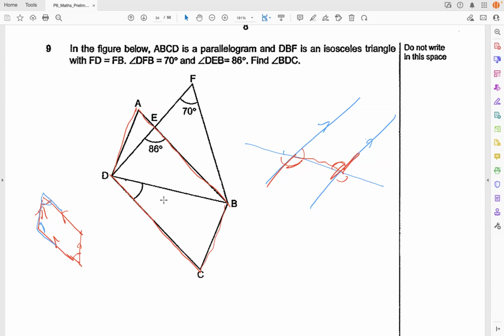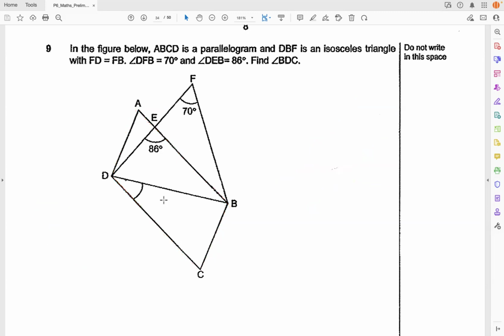Okay. Anyway, back to the question. So now, DBF is an isosceles triangle. Where is DBF? So if DBF is an isosceles triangle, FD is equal to FB. So this is equal to this, meaning this is equal to this. Okay.